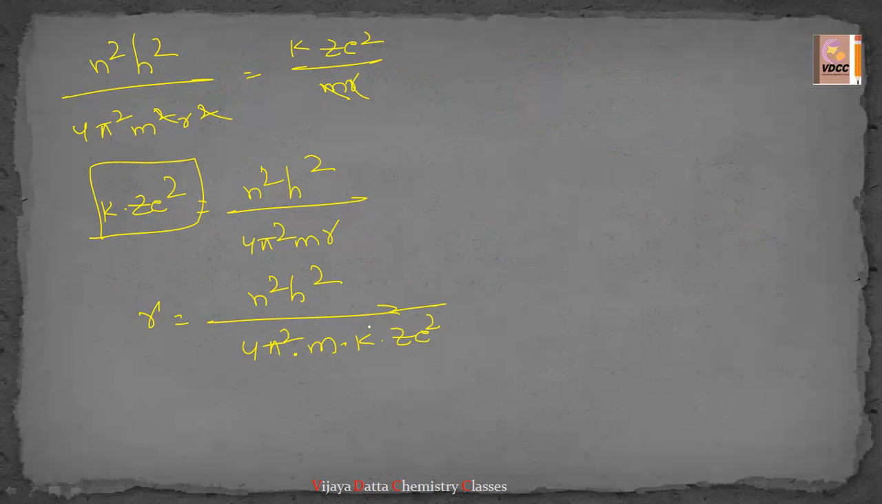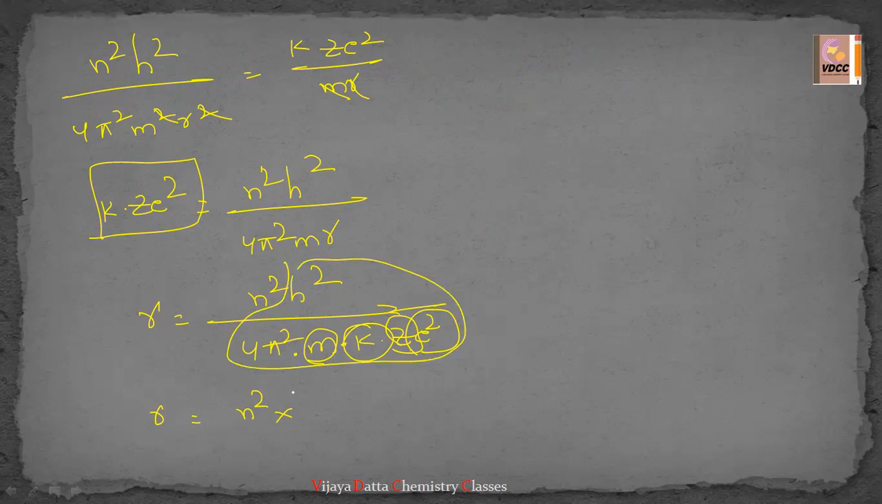Here we already know the k value, 9 into 10 to the power of 9. Z is the atomic number of whichever atom you are taking, e is the charge of the electron, m is the mass of the electron. 4 value we know, pi value is 3.14 or 22 by 7 whole square. h square, h is Planck's constant, 6.625 into 10 to the power of minus 34. If you substitute all these values, you will get r equal to n square into 0.529, which is in units of angstrom. So r equal to 0.529 into n square angstroms.